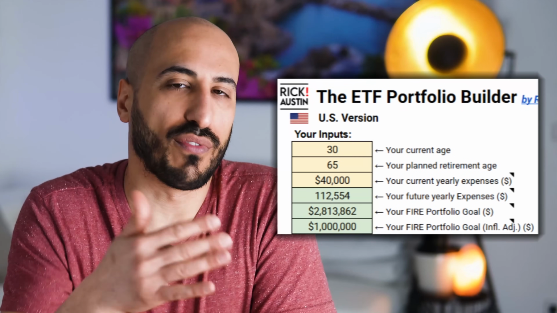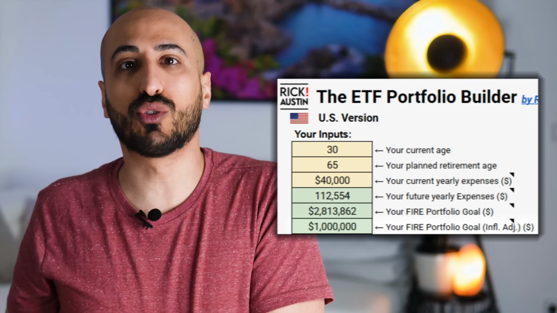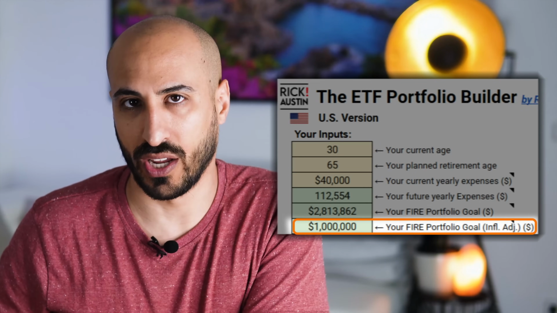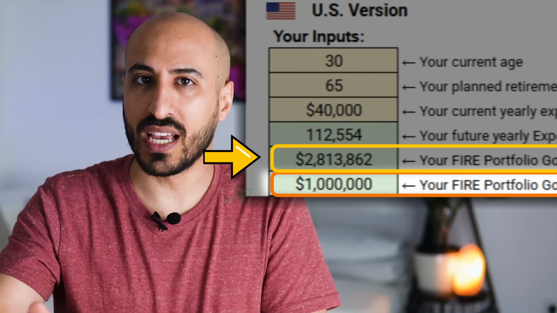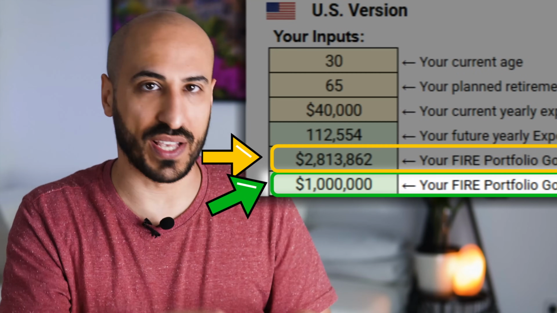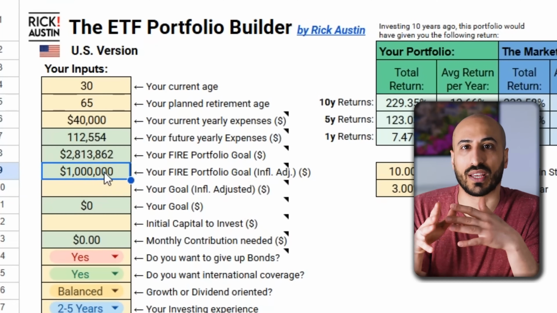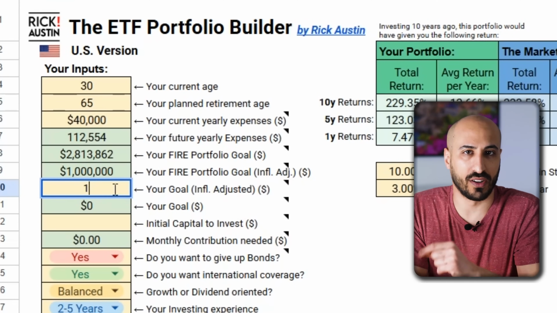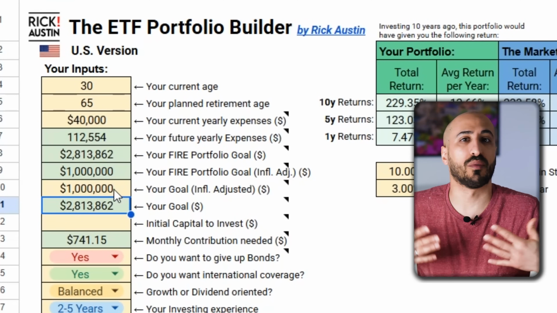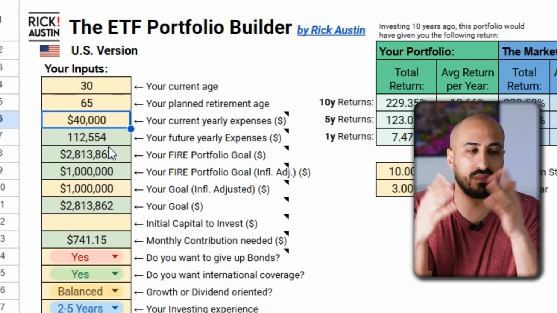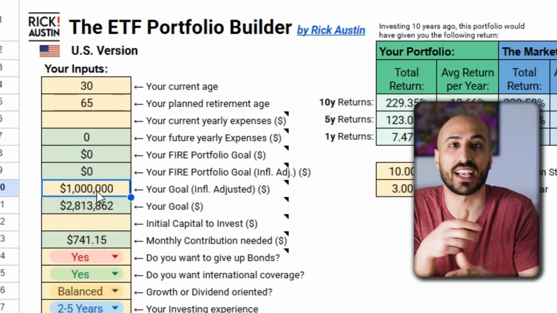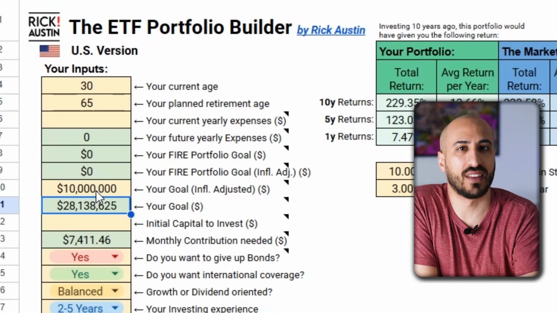$2.8 million in 35 years because of inflation is going to be worth like having $1 million today. So real portfolio in the future is this, but the value is going to be like having this value today. Now I can report this value, the inflation adjusted portfolio value, in my goal here, $1 million. If I don't care for my yearly expenses and I just want to get $10 million by the age of retirement, I can skip these yearly expenses and write $10 million here.